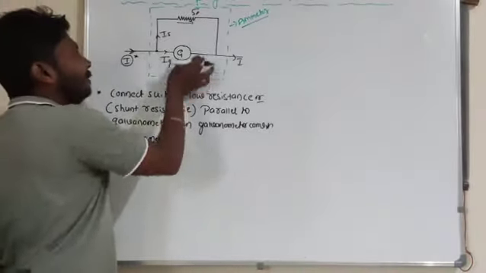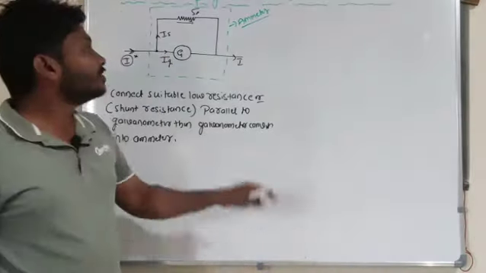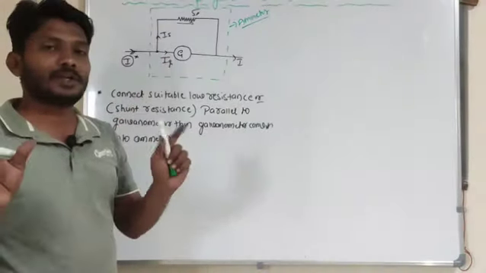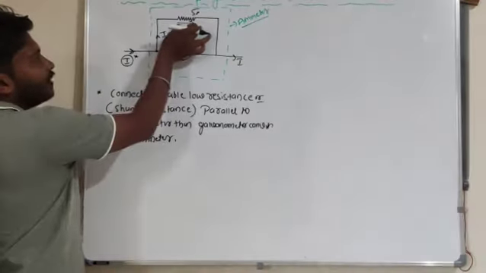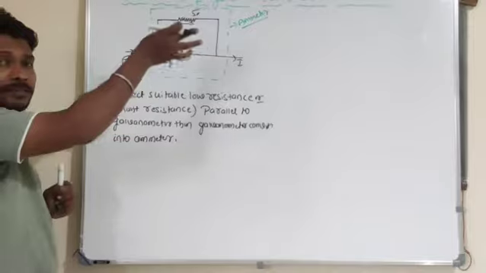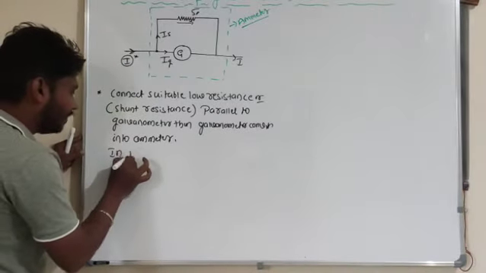Look at here, in parallel combination, which physical quantity will remain the same? Remember that. In case of parallel combination, the potential difference remains the same. The potential difference across the galvanometer is equal to the potential difference across the low resistance or shunt resistance. These two are in parallel.